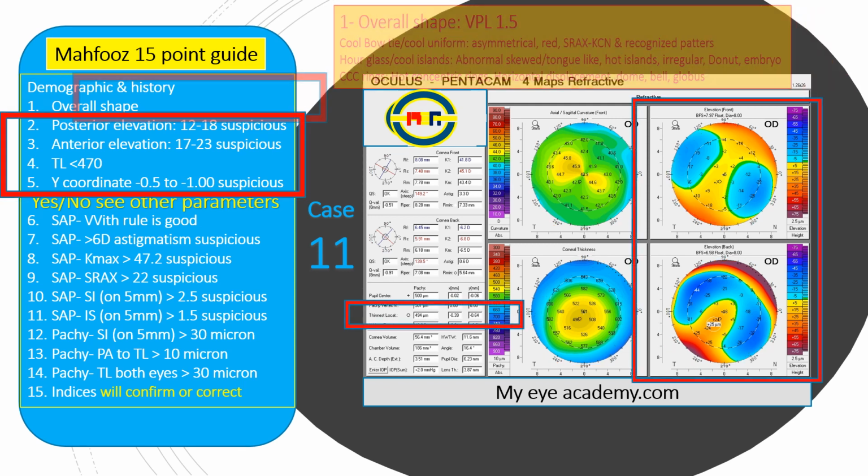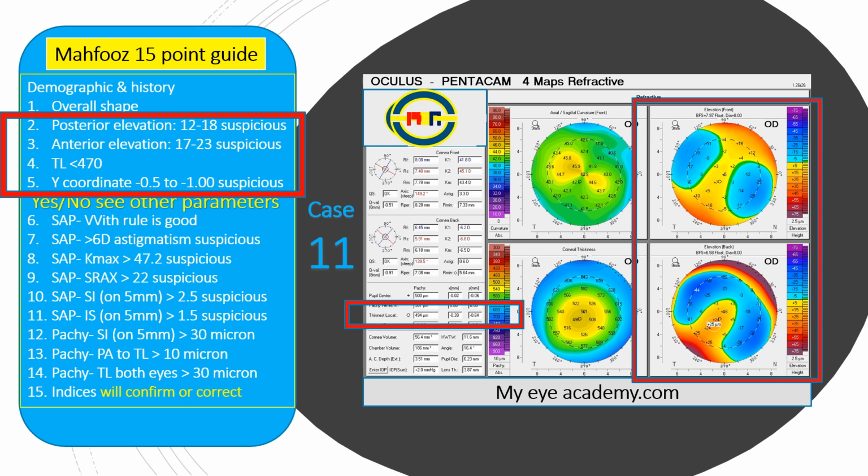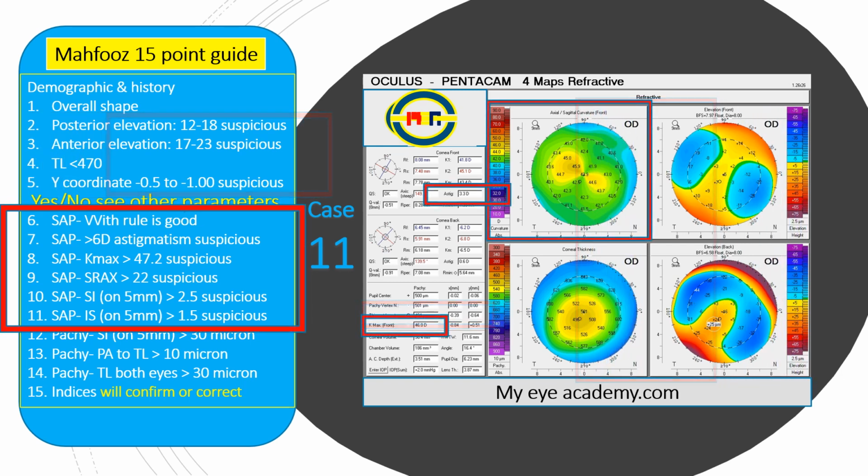Now look at the other things. Posterior elevation is 25 here. Otherwise, the anterior elevations and the thinnest location and y coordinate, all of them are within the normal range. So only the posterior elevation is in the suspicious range or is higher than normal. Look at the SAP map readings. All the parameters, including astigmatism, K max, superior, inferior, inferior, superior, all of them are in the normal range.